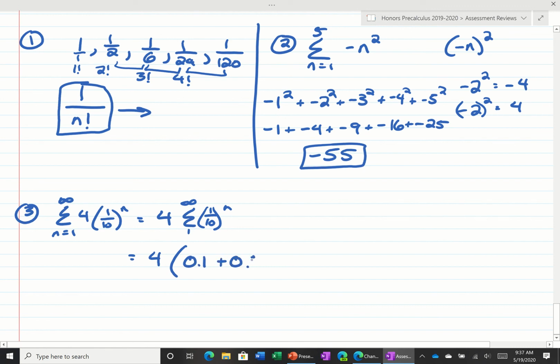If n is 3, you would have 1/1000th. And then we could just keep this pattern going. And if we did 4 times those numbers, you would get 4 times 0.111111, which would be 0.44444444. Right, so that would be the answer.